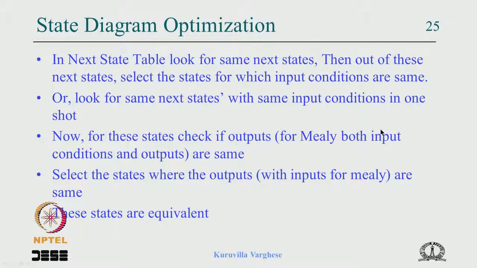So the tools can do that. First look for the identical next state, then look at the input conditions in the next state table, if they are identical pick up those, go to the output table, check for these states where the outputs and input conditions are same, those states will be the equivalent ones, and you can keep one and remove all the rest, then the state diagram is optimized. You have to check whether your tool does it.